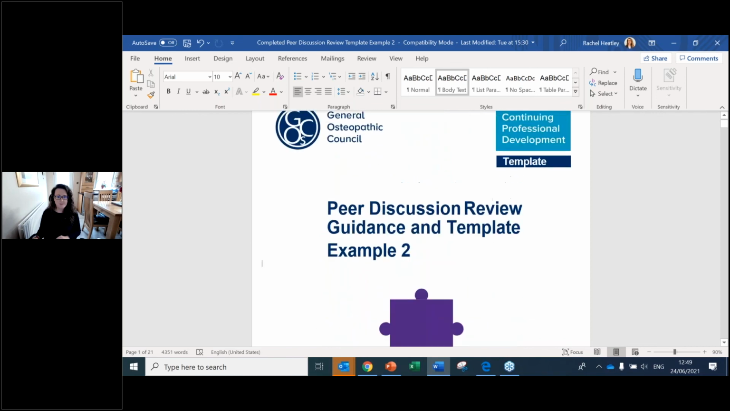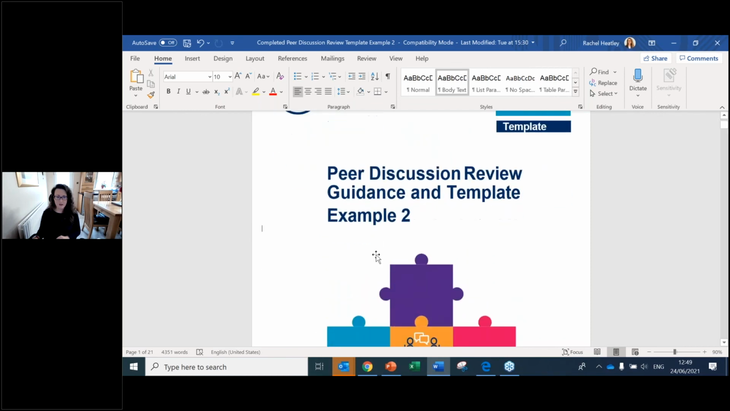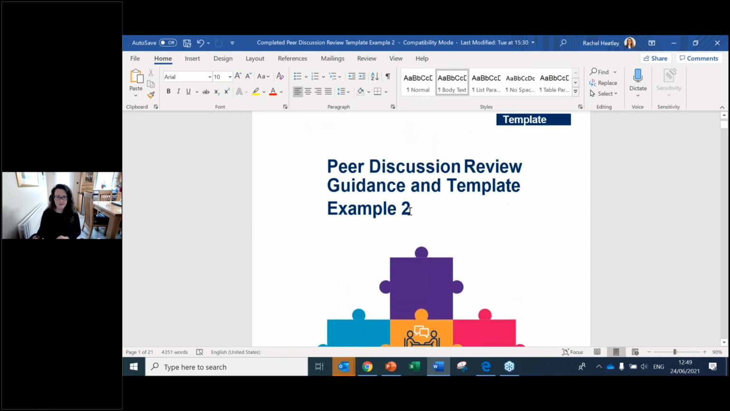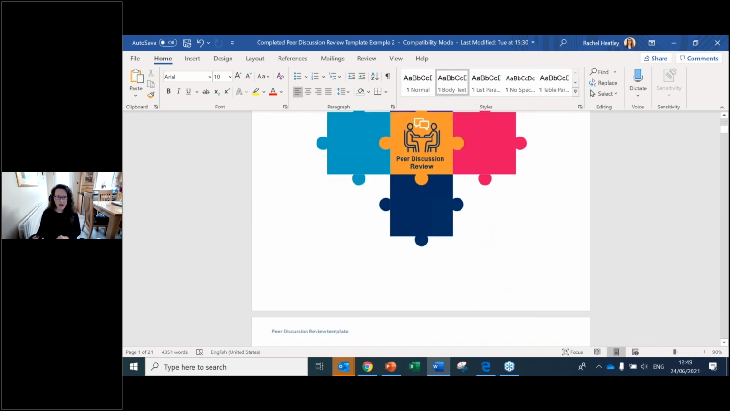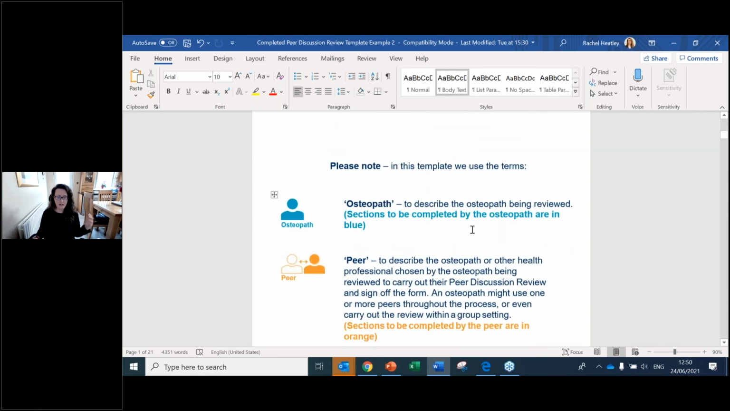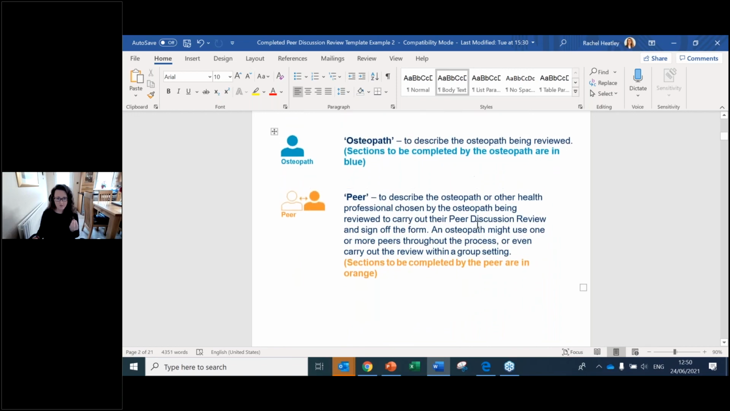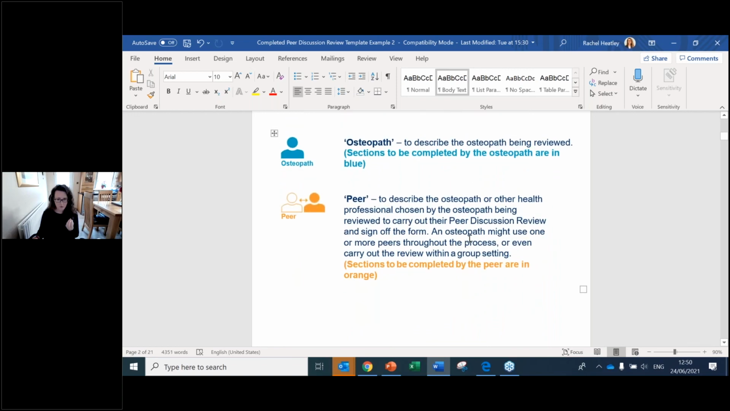So this is the template. It's the peer discussion review guidance and template, and it's example 1. The document looks really, really long, but the amount of text that you have to input is actually not that much. So I'll show you now.